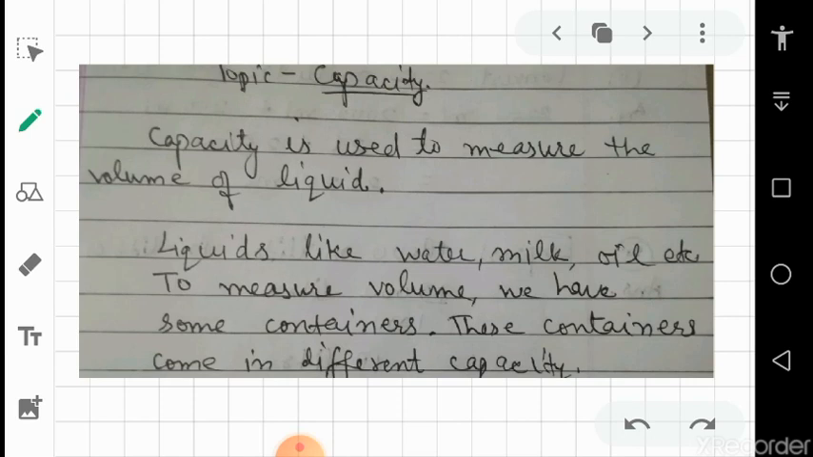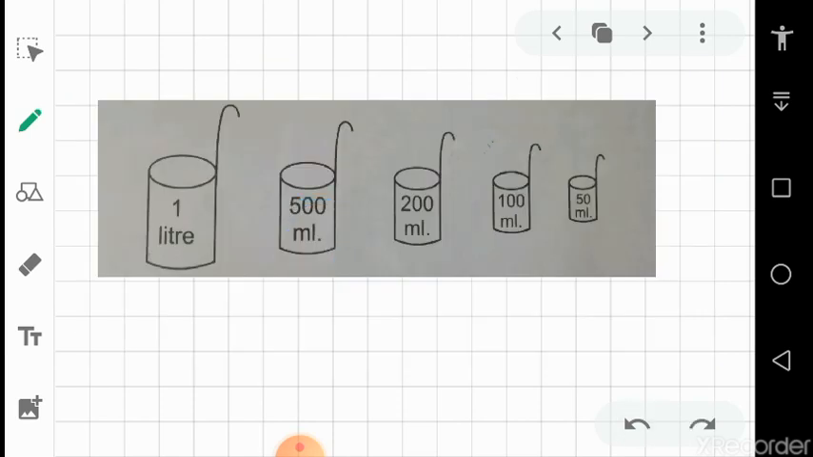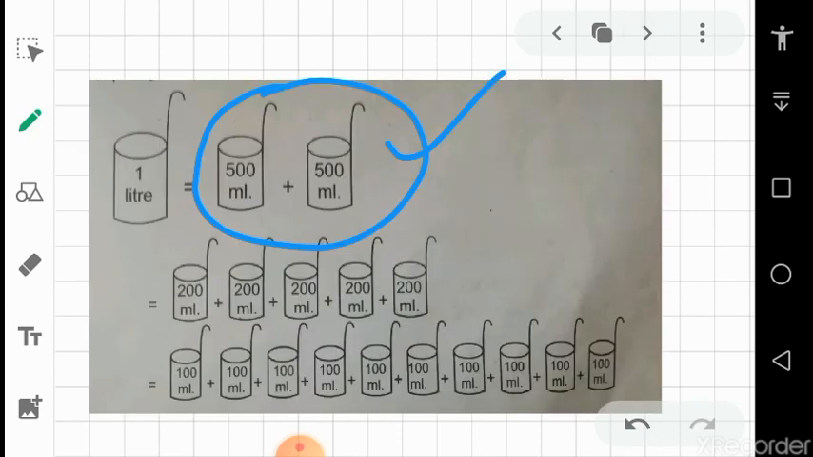So the capacity is used to measure the volume of a liquid. Now what is the volume? Volume means the space which is occupied by a matter, for example, the air filled in the room or the water which is filled in a tank. So these things are considered as the capacity. All the liquids are measured in capacity and the unit of the capacity is liter. Here are the containers of different capacities. Some measure higher capacity, some measure lower capacity, and by combining them we get the capacities in different manners.